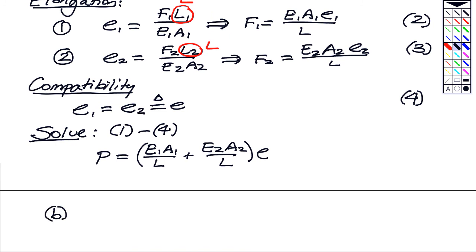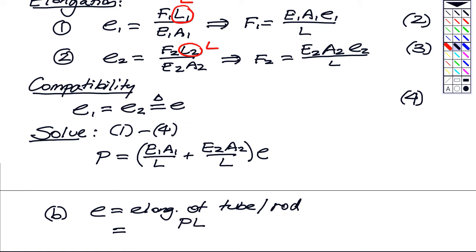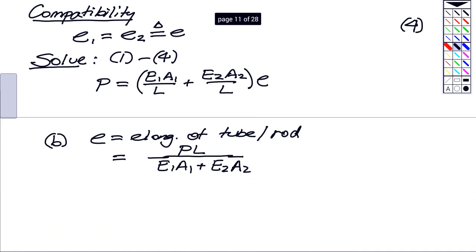So B says that e, which is the elongation of the tube, rod, the total overall, if I just solve for that, it's the load P times the length L divided by the Young's modulus for the magnesium times the cross-sectional area for the rod plus E for the brass times A2 for the tube, and that's the overall elongation.